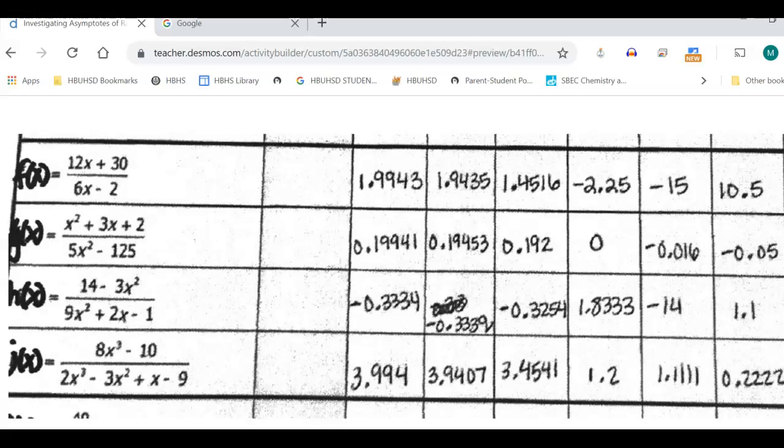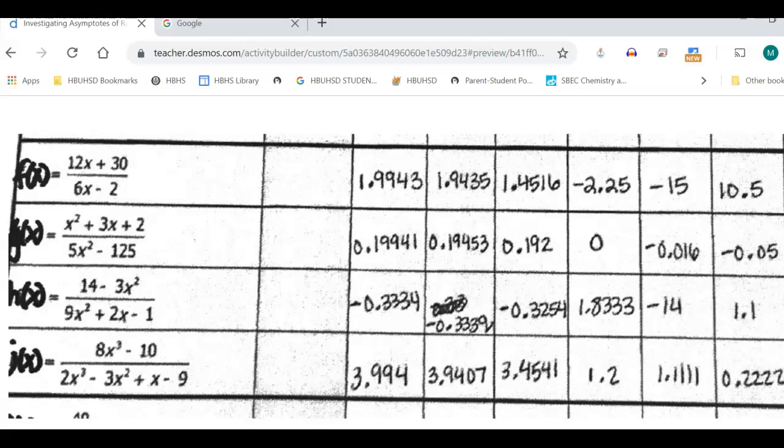Okay? All right. This one, negative 0.32, negative 0.3339, negative 0.3334. Okay? So to me, when I look at that pattern, it's just developing more 3s after the decimal. What is a number that repeats 3s forever after the decimal? 1/3. So this is looking like negative 1/3. Okay?